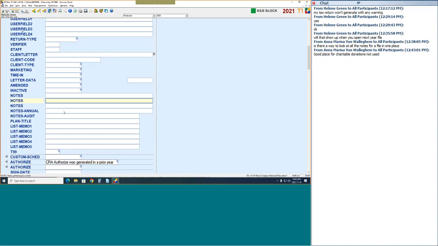If I go into notes annual and I put something in notes annual in a 2020 return, it's not going to show up in 2021. If I put it in notes annual in a 2021 return, it's not going to show up next year. It's just going to be attached to that year. But it is going to have information that will help explain my return.